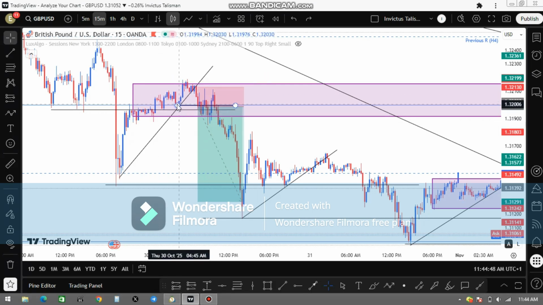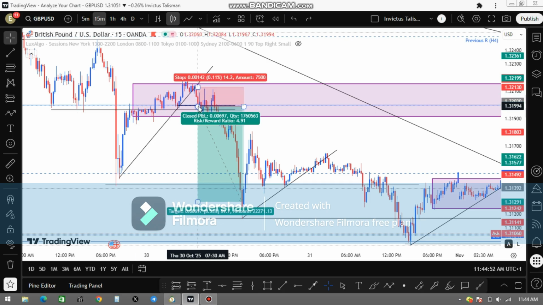So I prefer using the market structure. This will also give you a faster entry. I prefer the market structure. So that's all about trendline breaks and bounces.